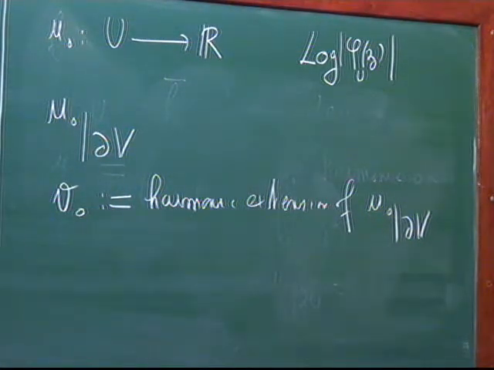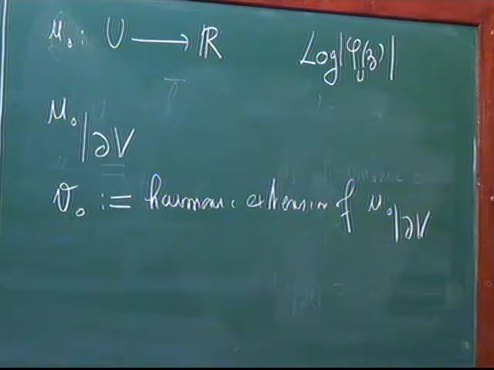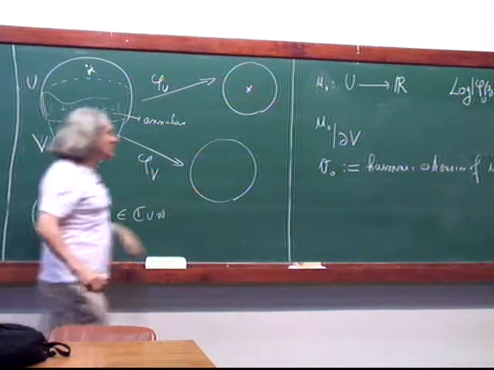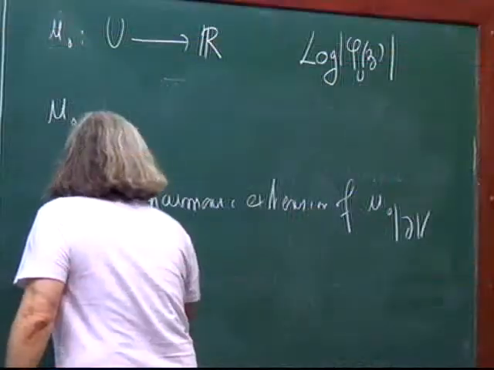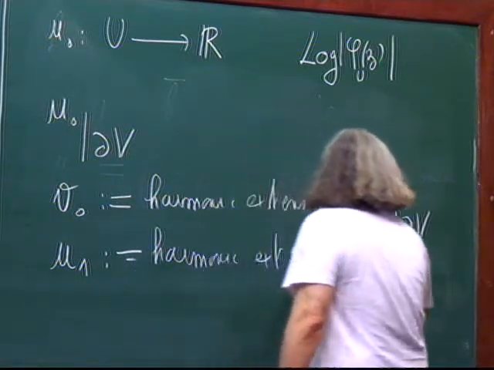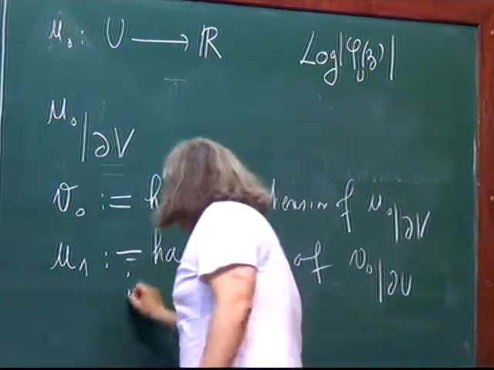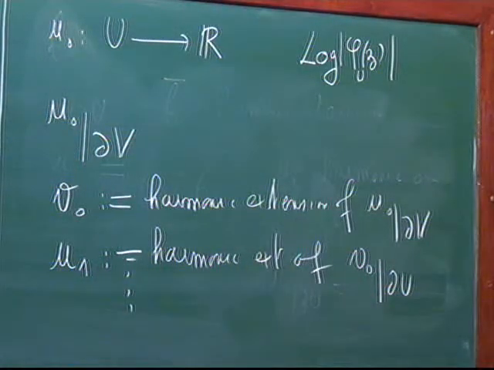Then I go back again to U. This function V0 is a harmonic function on V, so I can look at it on the annulus and restrict it to the boundary of U. So I can define U1 to be the harmonic extension of the restriction of V0 to the boundary of U. And so on. This is why it's called the alternating procedure. At each time, you take the previous function, you look at it on the other open set, you restrict it to the boundary, and you extend it harmonically.